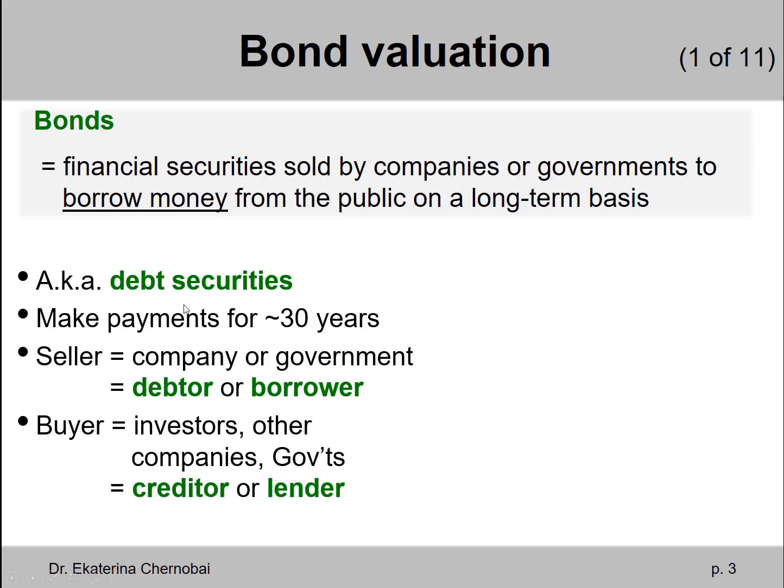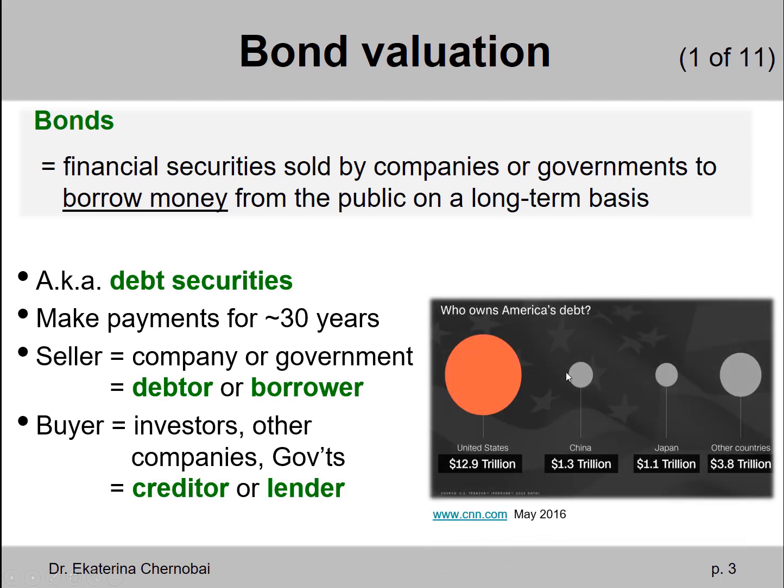Bonds are also known as debt securities because they represent a company's debt. A company owes money to those investors who bought its bonds. And it will be making payments back that will also reflect interest for up to 30 years since the issue. So the seller of bonds, which could be a company, it could be government, is also known as a debtor or a borrower. And those investors or maybe other companies or other governments that buy these bonds, they are lending money, right, to the issuer. So they're called lenders or creditors.